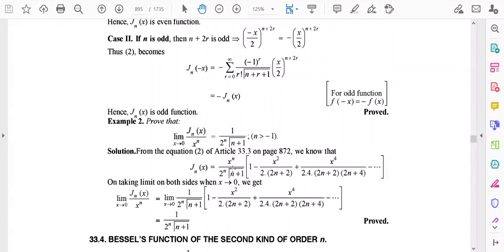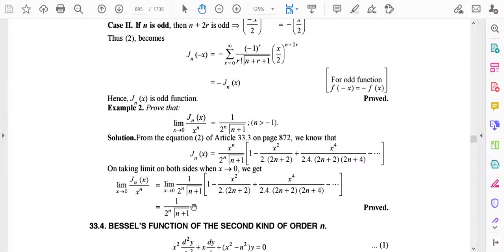So we can write Jn(x) divided by x^n, keeping x^n on the left side. So Jn(x) by x^n is equal to 1 divided by 2^n gamma(n + 1) times [1 - x^2 divided by 2(2n + 2) + x^4 divided by 2·4(2n + 2)(2n + 4) - ...] in this way. But if we put the limit x tends to 0, what will happen? All these terms will be 0. So on the right hand side, we will obtain only 1 divided by 2^n times gamma(n + 1).